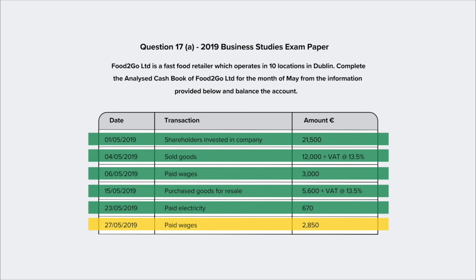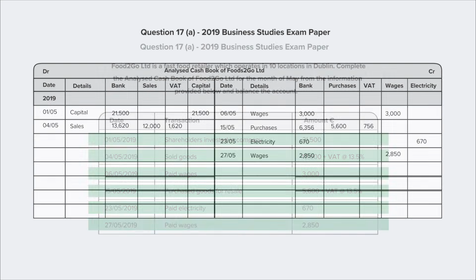So that's all our transactions taken care of. It's not that bad once you break it down into money in and money out. You can't go wrong once you know the basic rules. So our next step now is to balance the books.